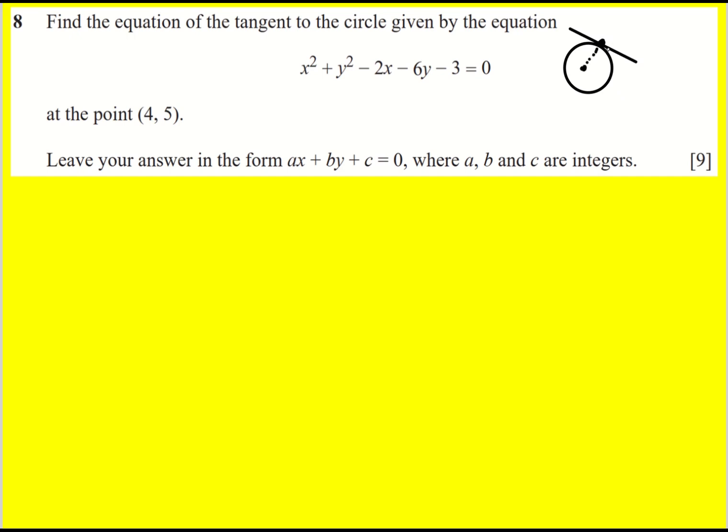So what we can do is find the gradient between those 2 points, find the negative reciprocal, which will be the gradient of the straight line, and use the 4, 5 to get the equation of the tangent. That is our method. So let's find the equation of the circle.